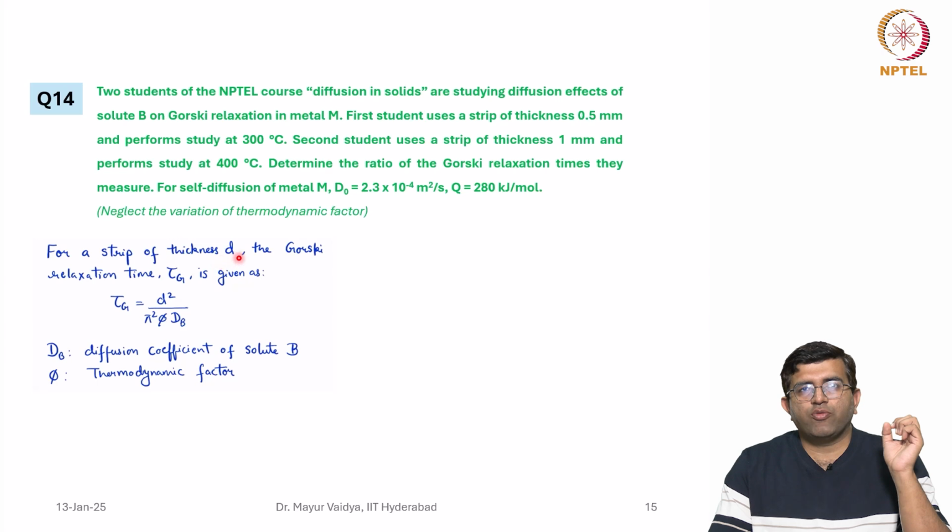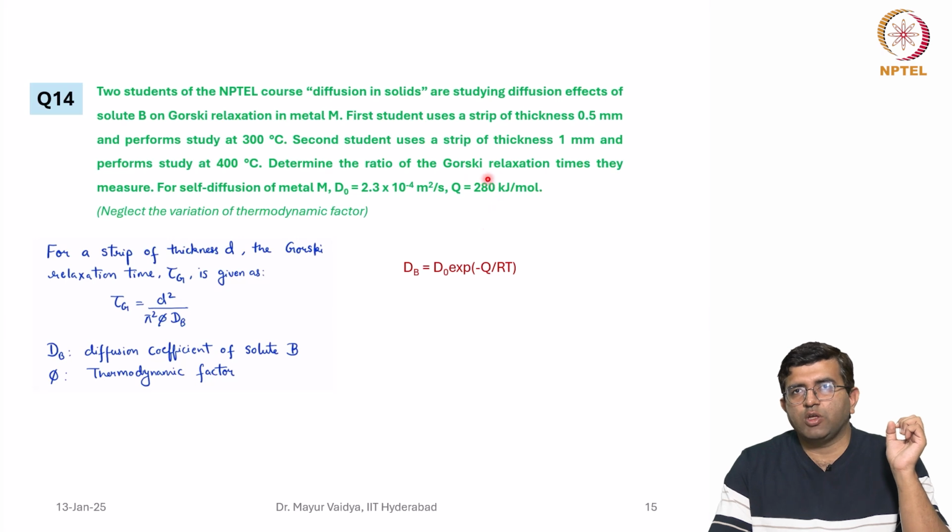for a strip of thickness D, we know that the Gauss-Key relaxation time tau G is equal to D square by pi square phi into dB. That means the relaxation time is proportional to D square, whereas it is inversely proportional to dB. So, to calculate dB, you need to use dB is equal to D naught exponential minus Q by RT. Here the values are given.